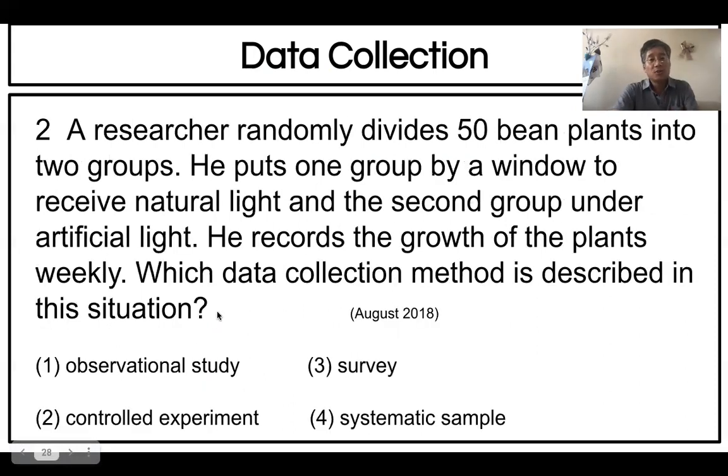Number two, a researcher randomly divides 50 bean plants into two groups. He puts one group by a window to receive natural light and the second group under artificial light. He records the growth of the plants weekly. Which data collection method is described in this situation? It's not an observational study, where you just watch. This one is a controlled experiment because the researcher controlled the two groups, one for natural light and the other for artificial light, and then sees what's going on. So the answer is number two.